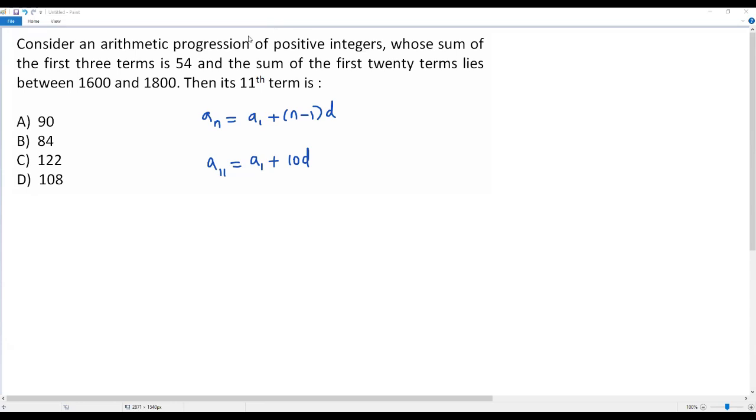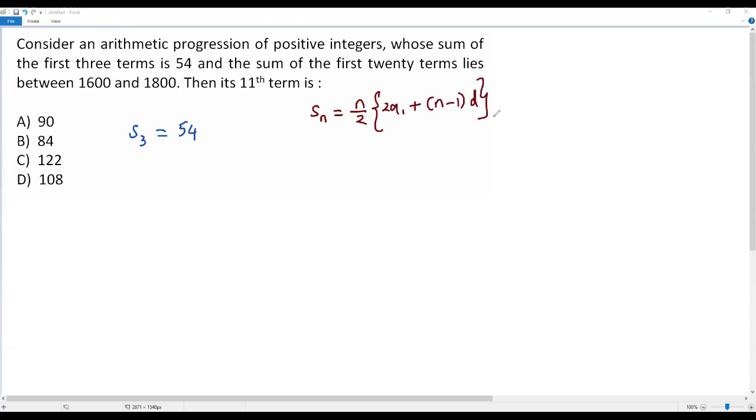Let me consider the first piece of information, that the sum of the first 3 terms is 54. That is S3 equals 54. S3 represents the sum of the first 3 terms. In arithmetic progression, there is a formula to get the sum of the first n terms, that is Sn equals n over 2 times 2 times a1 plus n minus 1 times d. To get the expression for S3, I have to plug in n equals 3. When I plug in n equals 3, I get 3 over 2 times 2a1 plus, 3 minus 1 is 2d, equals 54.